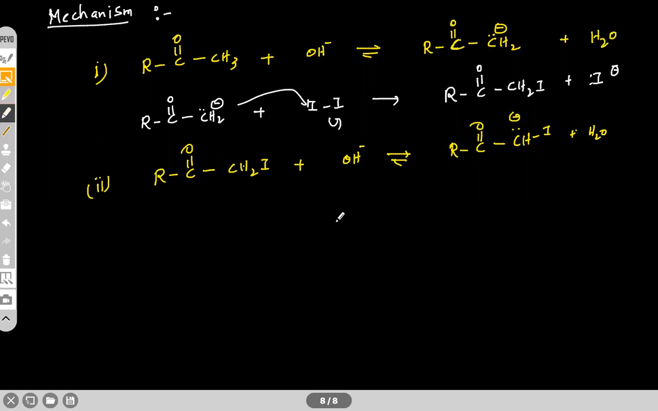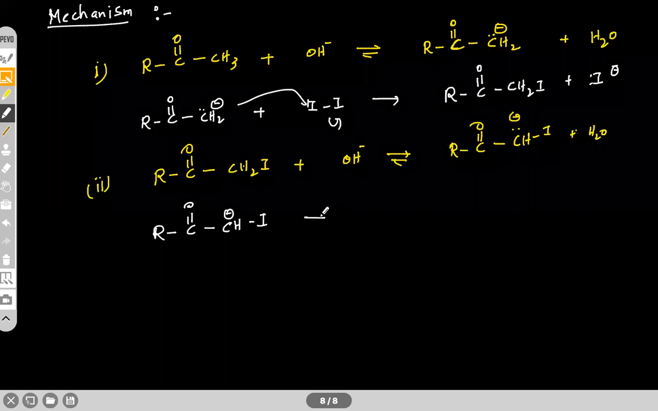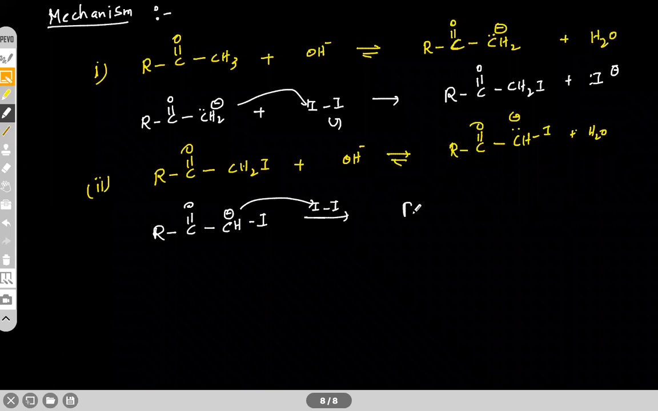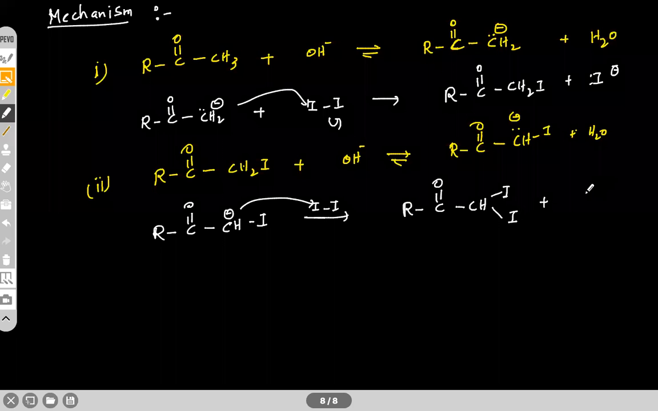So in the next step, what happens? This is the base. So R-C double bond O, CH negative I, and this reacts with iodine. Again it takes this iodine, I minus goes out, and it converts into R-C double bond O-CHI2, plus we get I minus here.